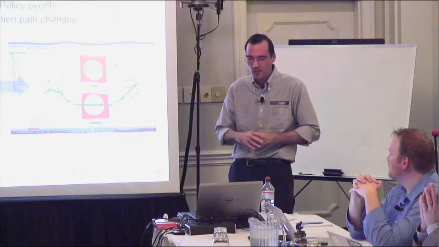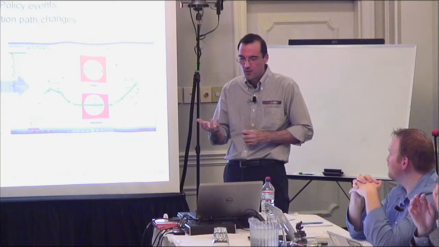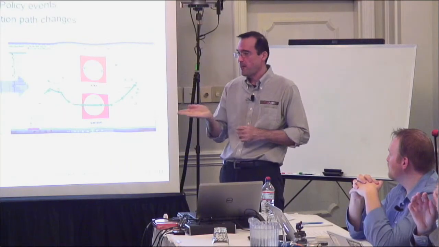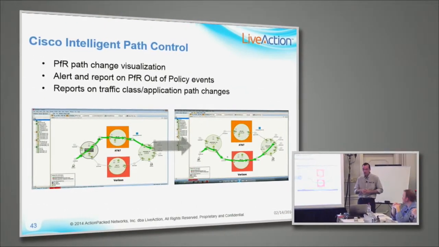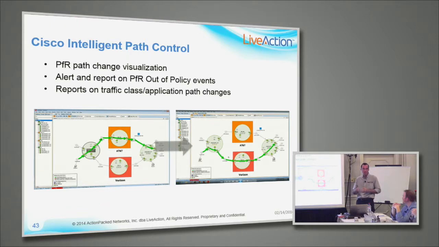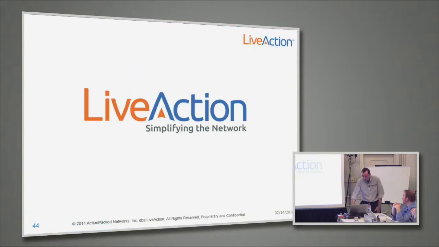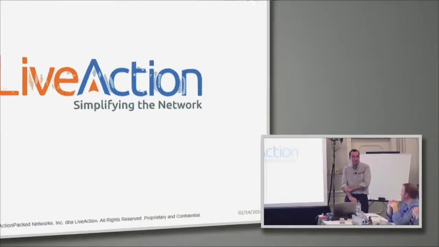On the Cisco Intelligent Path Control, it's really about PFR, and PFR has been around a long time. It was called OER before. We do the visualization so that as paths change, we can actually show you that. We can alert you when there's out-of-policy events and reports. But we're working with Cisco very closely with the PFR team to do more management of that in the future. So that's a little bit about the challenge portion. Any questions so far?